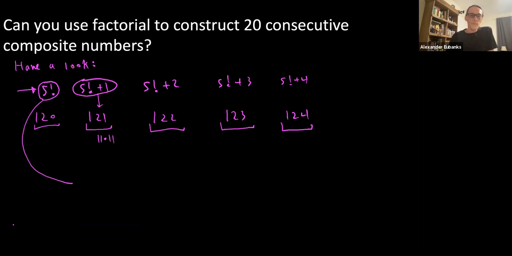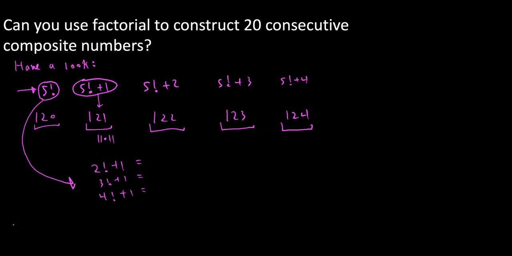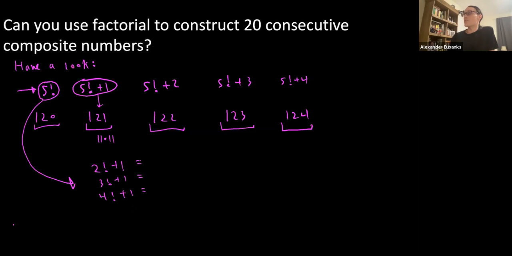But for small numbers, consider 2 factorial plus 1, 3 factorial plus 1, 4 factorial plus 1. Do all of these give you composites? Only the 4 factorial, that's 65. I mean, 25. You're faster than me.